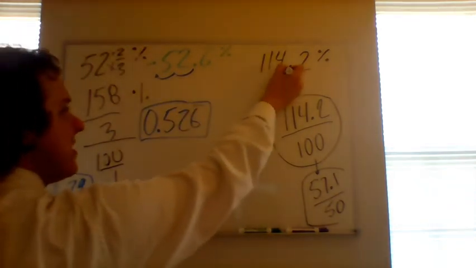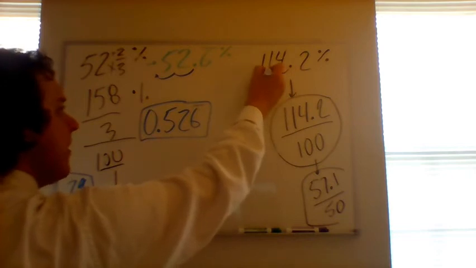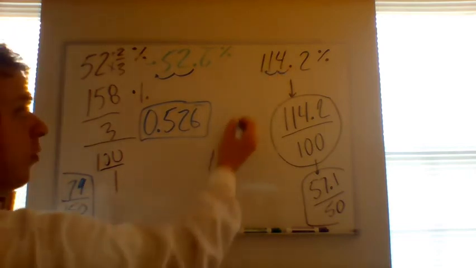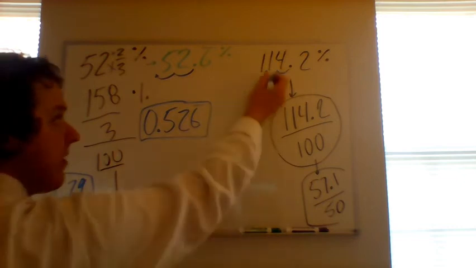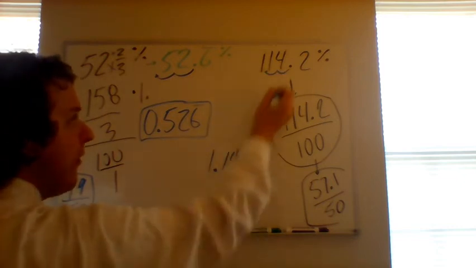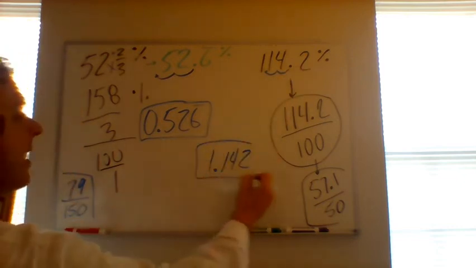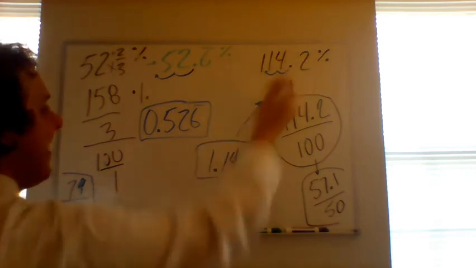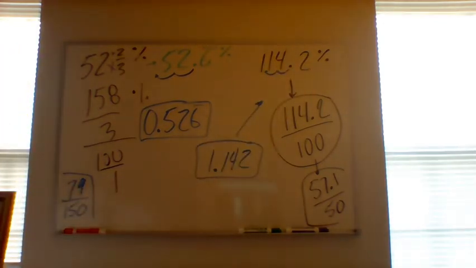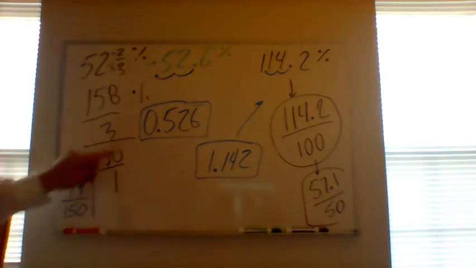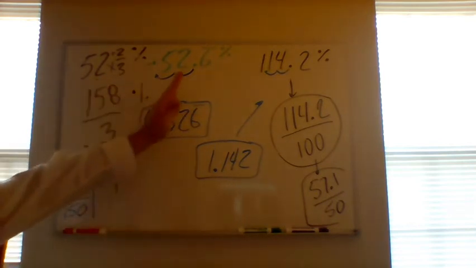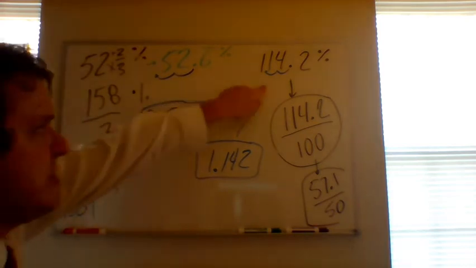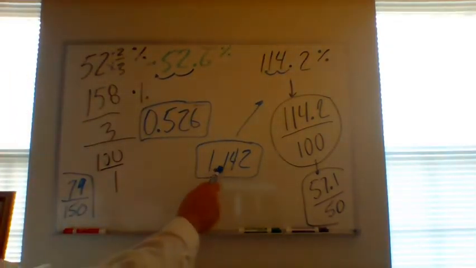This problem is going to be a little easier. We move our decimal twice to the left. 1, 2, and this becomes, look, 1.142. All right, so 114.2% is 1.142 as a decimal. Okay, so every problem we've done has been 0 and then some numbers, with the exception of this problem. This problem is 1 point something.